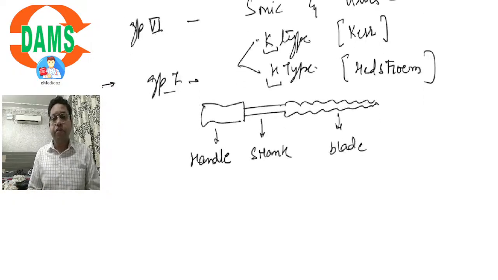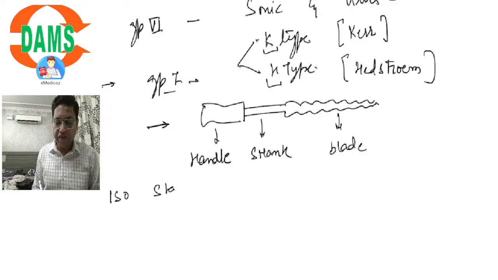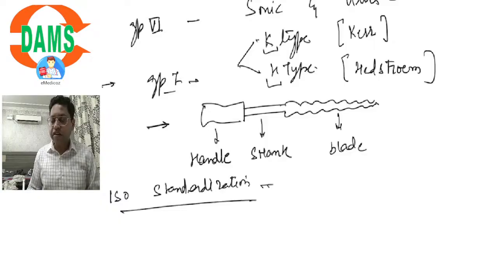So whether it is a K-type instrument or an H-type instrument, it is a group 1 instrument that consists of 3 parts: the handle, shank, and the blade. So what are the ISO standardizations for it? The ISO standardization says that the blade of the instrument is always 16 millimeters in length.